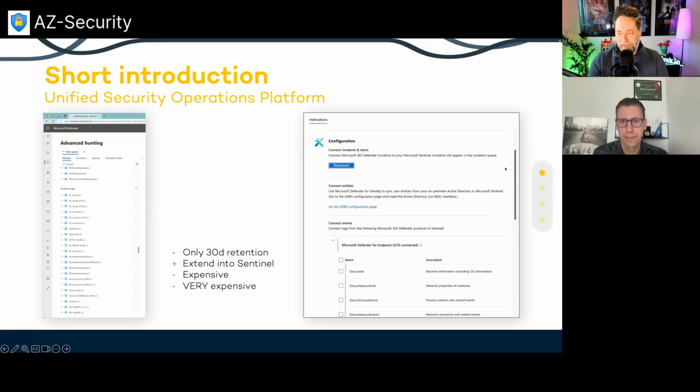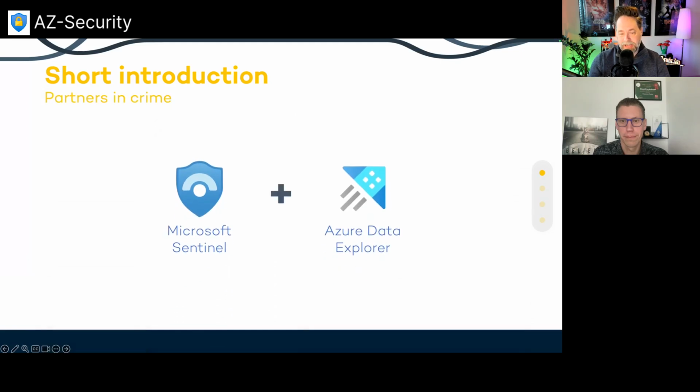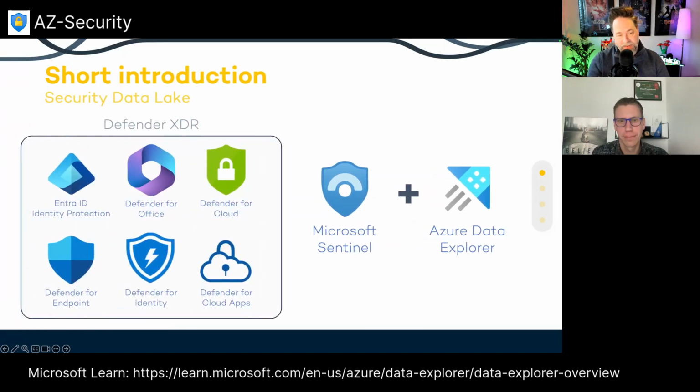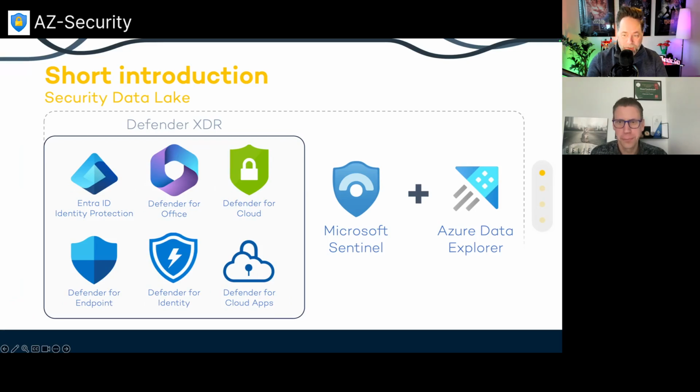They don't need high performance data in Sentinel for that. And this was actually the first reason why I started looking into Azure Data Explorer. That's why I called it here Partners in Crime, because I used Azure Data Explorer to send the Defender for Endpoint logs to store them there at a lower rate. But together with Sentinel, and I would even say together with the whole XDR stack, I would consider this your ideal security data lake, combining all these different resources together.